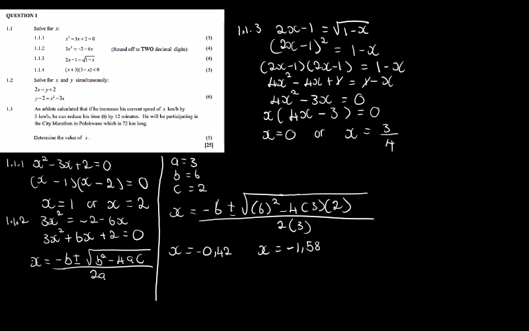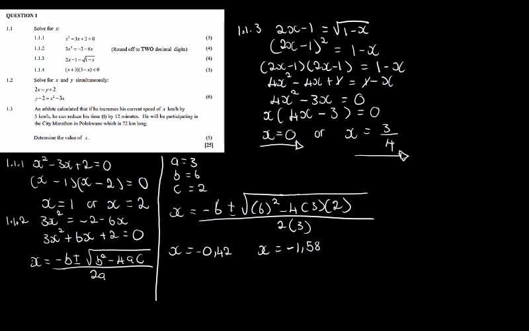3 over 4, right? But then because we are dealing with surds, we now have to go test whether these answers that we got really apply to my equation, right? So if you test 0, if you substitute 0 wherever you see x, you're gonna get on the left hand side, obviously, negative 1, right? And then on the right hand side when substituting 0, you're gonna get 1.